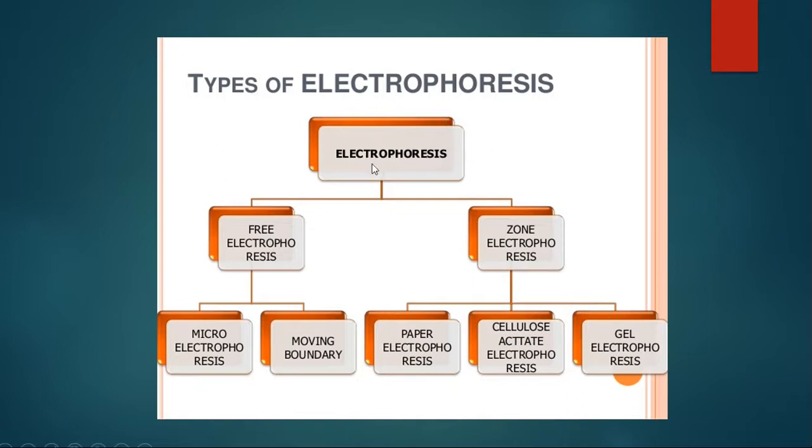Now coming to the types, we have two types: free electrophoresis and zone electrophoresis. Free electrophoresis includes micro and moving boundary electrophoresis. Zone electrophoresis includes paper electrophoresis, cellulose acetate electrophoresis, and gel electrophoresis. We are more concerned about gel electrophoresis because, according to the syllabus, you are going to have this. So we will discuss in detail what gel electrophoresis is, the principle behind it, and its applications. Then move to the next part.